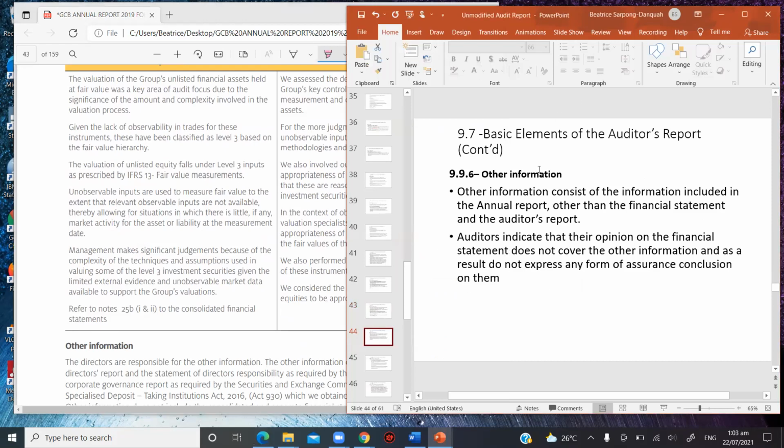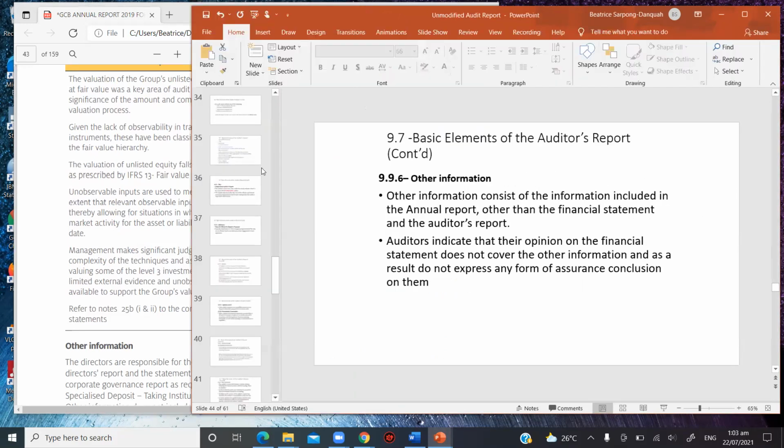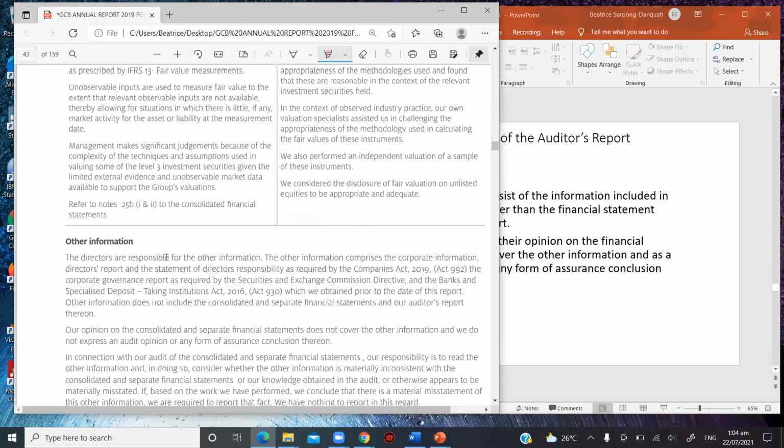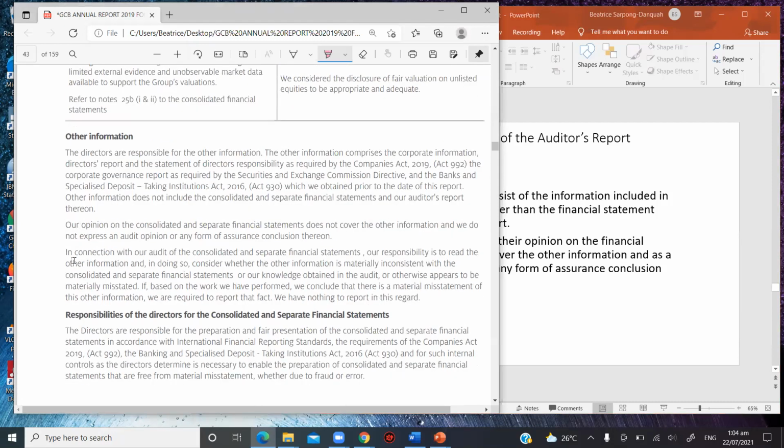Other information. The other information consists of information included in the annual reports other than the financial statements and the auditor's reports. So the auditor will indicate that their opinion on the financial statements does not cover the other information, and as a result, they do not express any form of assurance conclusion on them. So let's find out if that's what the auditors indicated here. The directors are responsible for the other information. So here they are even telling you who is responsible for the other information.